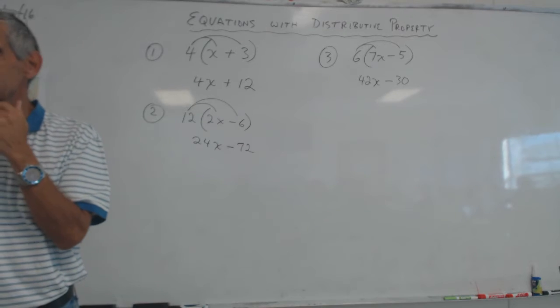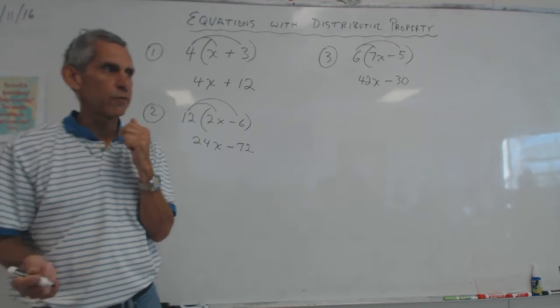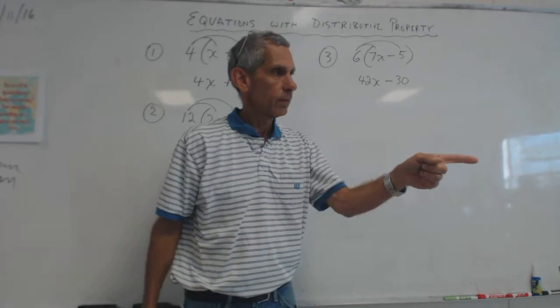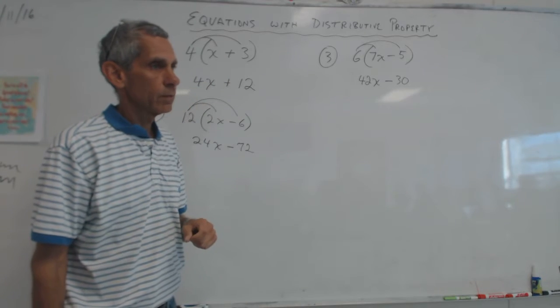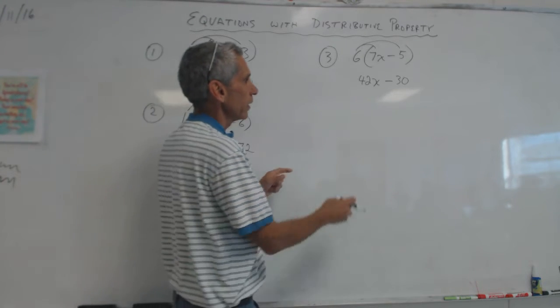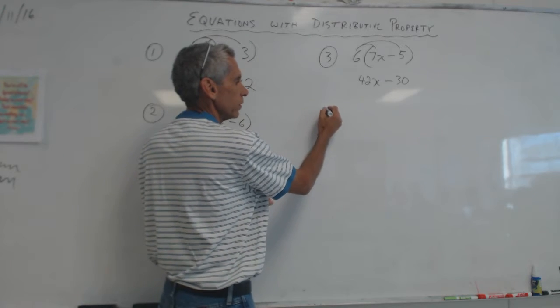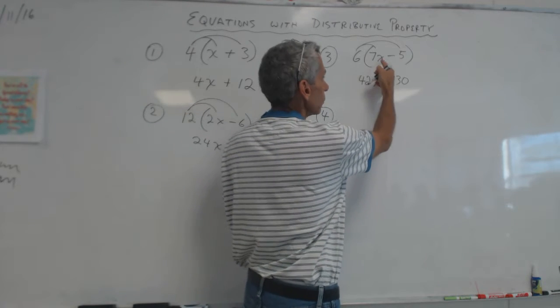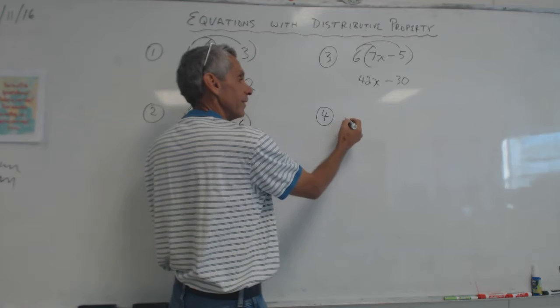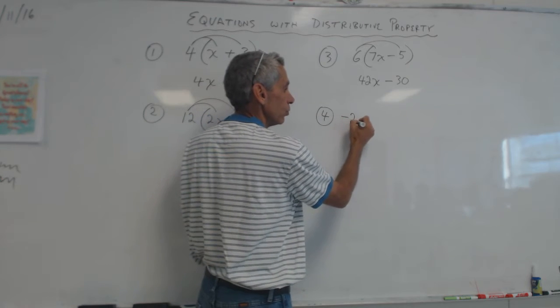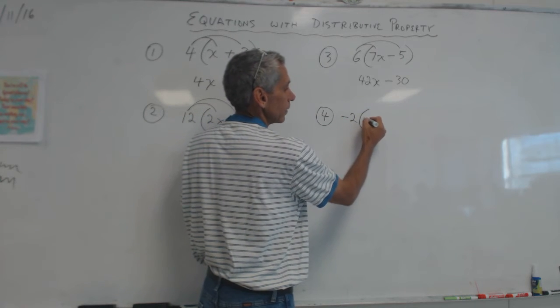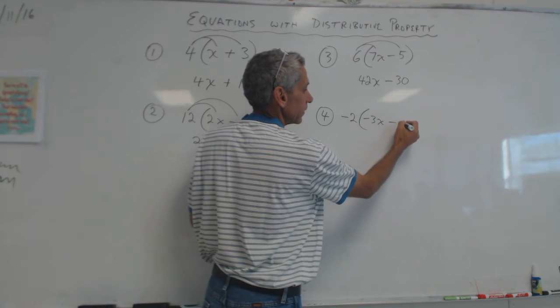Fist of 5. Is this pretty easy? Pretty straightforward. I don't even think about it as negative 5. I just bring the minus sign over. That's fine. But the reason I sometimes suggest that you just think of it as 6 times negative 5 is what if I did this? Negative 2 parenthesis, negative 3x minus 7.